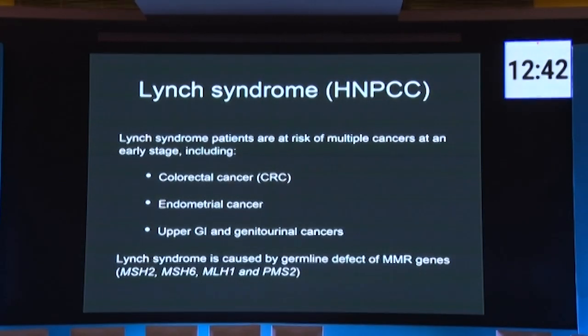Now, Lynch syndrome, everybody has heard of it, so I'll very briefly go through it. Patients who are Lynch syndrome carriers are at risk of multiple cancers at a very early stage. These may primarily be colorectal cancer, endometrial cancer, or upper GI and genitourinary cancers. And this is primarily caused by one of your alleles in one of these 4 mismatch repair genes getting knocked out. There's also one more gene, EpCAM, out here, which if it gets knocked down, you are predisposed to Lynch syndrome.